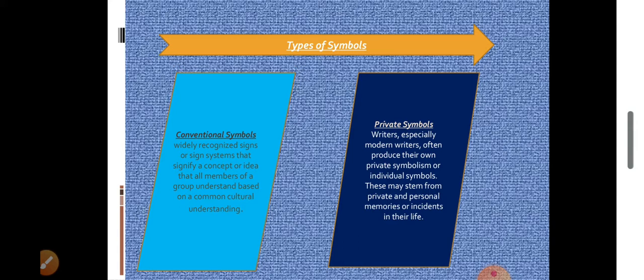Then the private symbols. Writers, especially modern writers, often produce their own private symbols or individual symbols. These may stem from private or personal memories or incidents in life. So the symbols which are inspired from personal incidents in life or memories of a poet or a writer are known as private symbols.